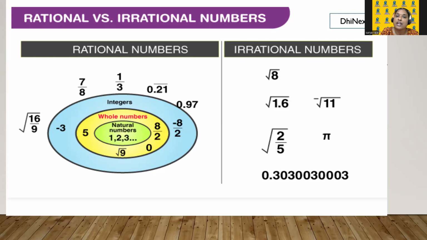What about 0.97 then? See, 0.97, you can find whole. I mean, when rounded off, we can say 1 accurately. So these are all terms where we can write as a rational number. Okay.